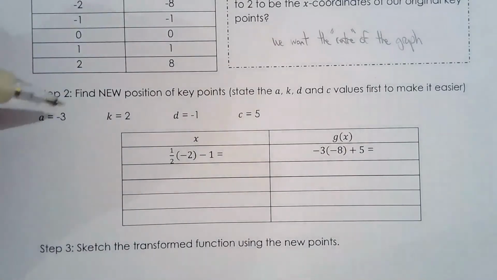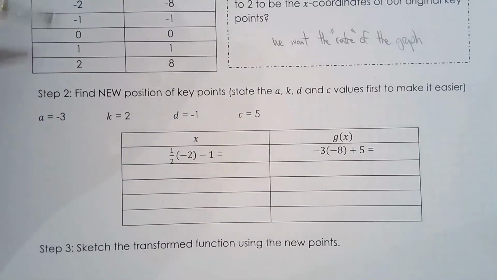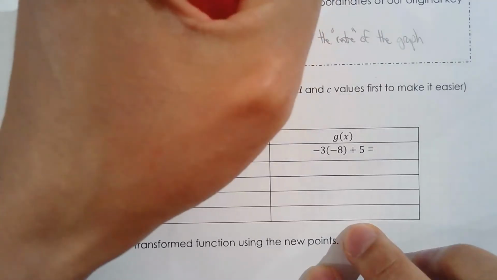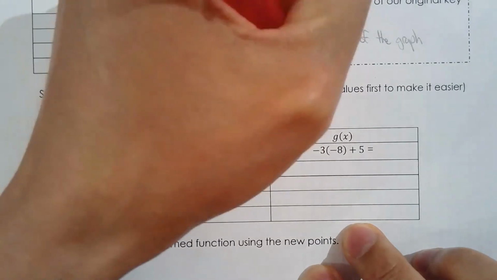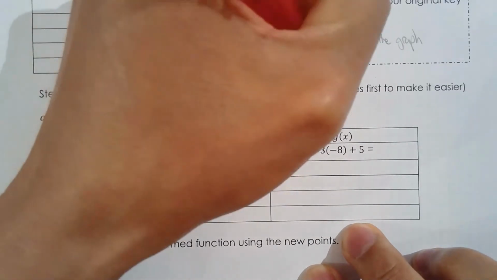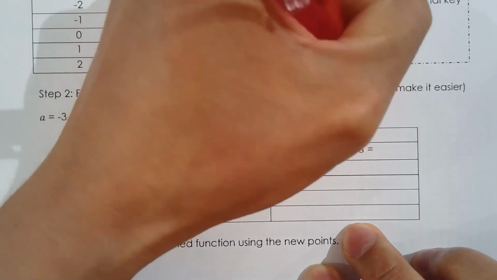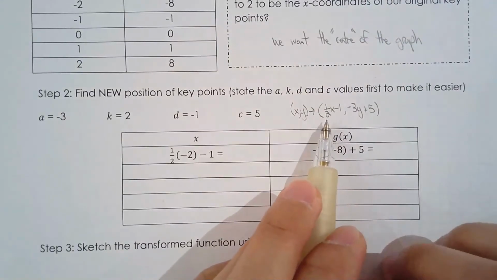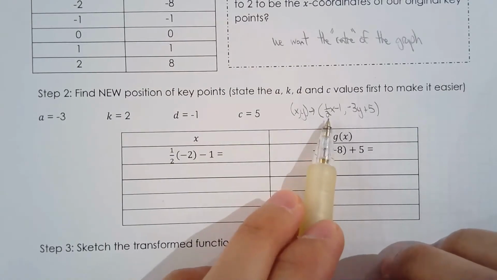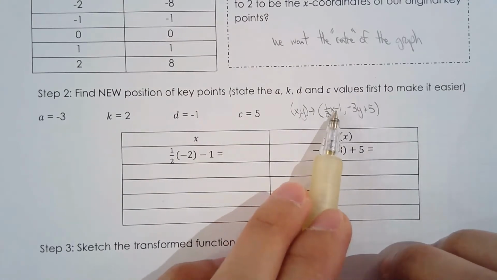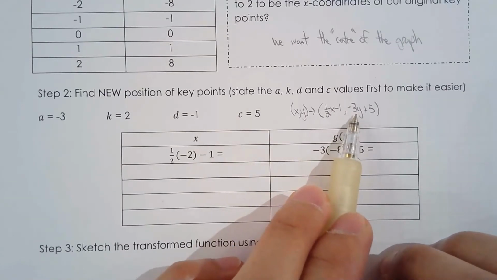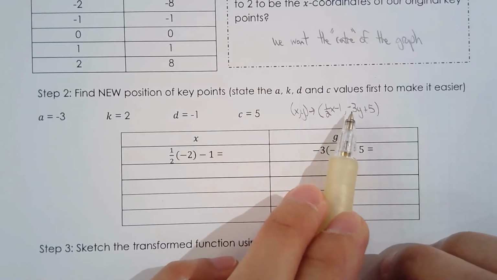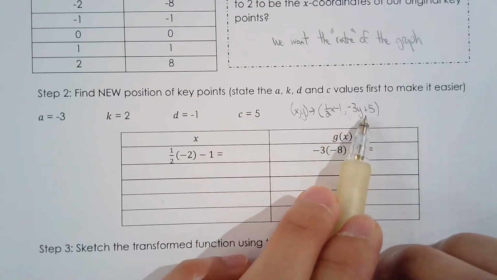Now what we're going to do is find new points. I'm going to write down the mapping rule. (x, y) becomes (1/2 x - 1, -3y + 5). When I see 1/2 x - 1, I see a horizontal compression by a factor of 2 and a horizontal translation 1 unit to the left. And here I see a vertical stretch by a factor of 3, a vertical reflection with respect to the x-axis, and a vertical translation 5 units up.